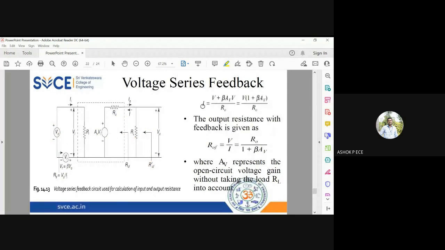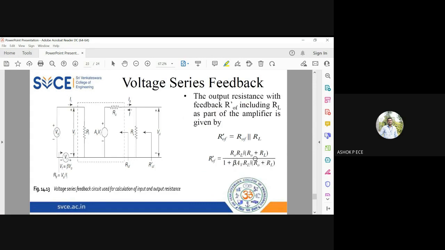So I is equal to V plus beta AV into V by R naught, or take this V outside, V into 1 plus beta AV by R naught. So R naught F is equal to V by I, take the ratio V by I. So if you rearrange, you get R naught by 1 plus beta into AV. So AV represents the open circuit gain without considering RL.